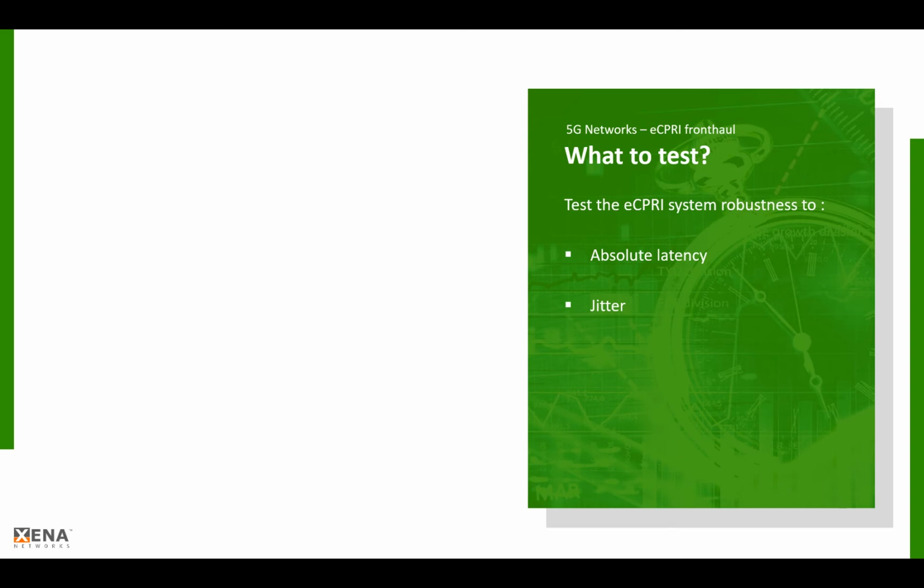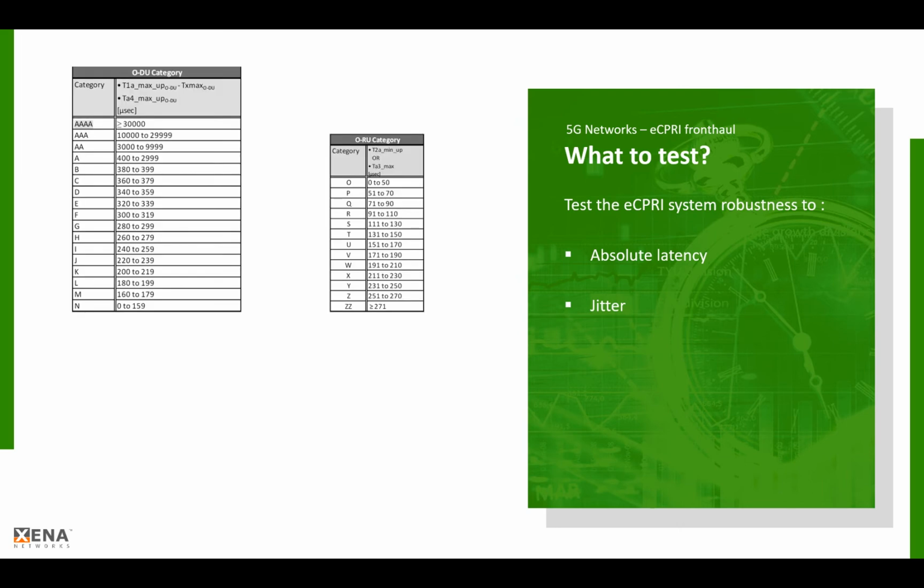To help match valid combinations of DUs and RUs with actual networks, the ORAN Alliance has defined a number of DU and RU delay categories which classify DUs and RUs based on certain timing properties. The table to the left shows the DU delay categories, and the table on the right shows the RU categories.